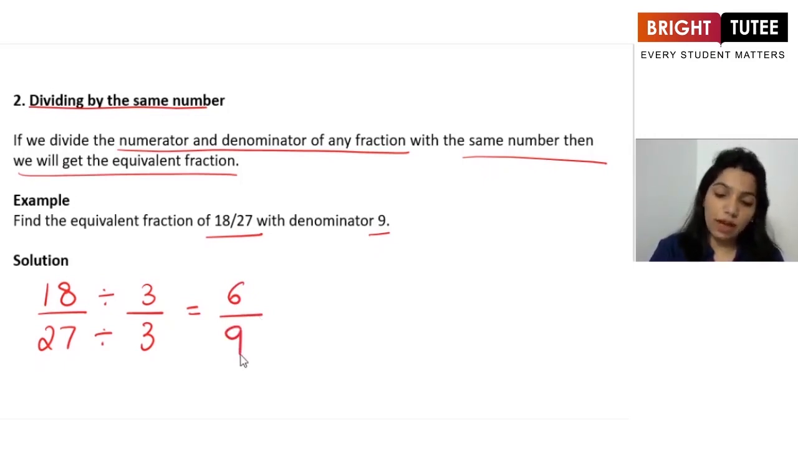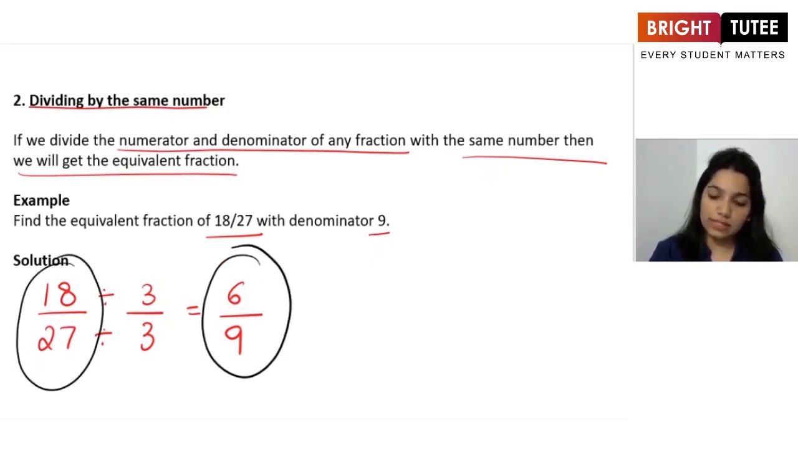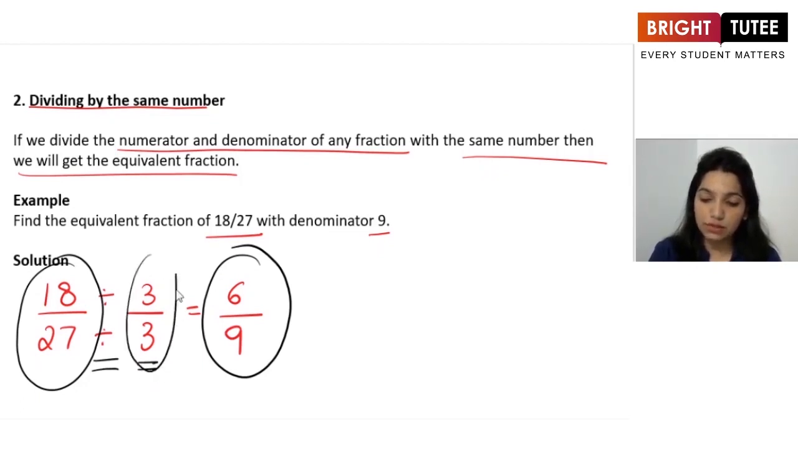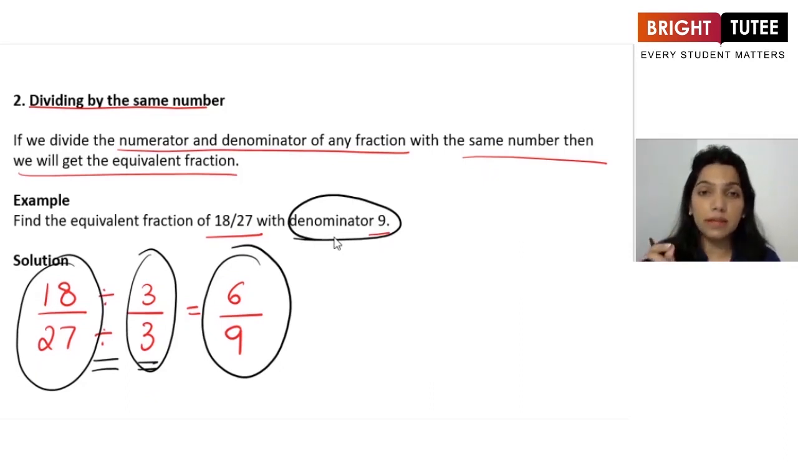And how many times does 3 go into 27? So do you see that we have just calculated an equivalent fraction to 18 over 27 using the method of division, by dividing both the numerator and denominator by the same number, that is 3 and 3, and we have got the denominator 9. I hope this is clear how we used the dividing method to get the equivalent fraction with the denominator they clearly asked for, 9.